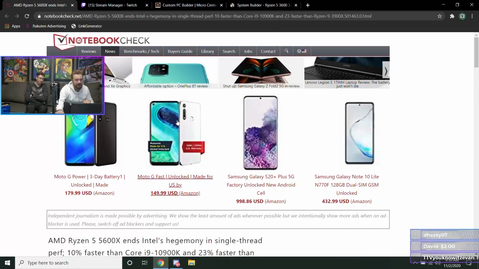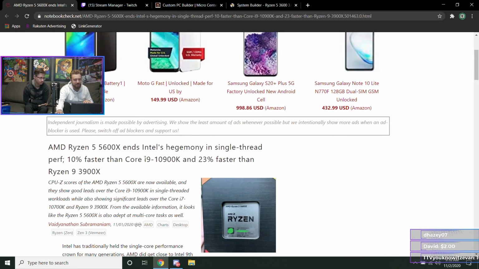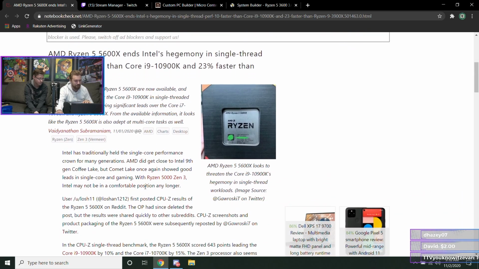We have a story here talking about the Ryzen 5 5600X is going to end Intel's lead in single-threaded performance, 10% faster than the 10900K and 23% faster than the 3900X. So there were some leaked CPU-Z scores saying that the 5600X is going to be better than the 10900K in single-threaded workload and has a significant lead over the 10700K and 3900X, which is pretty crazy for a CPU that's going to come in at like $200.